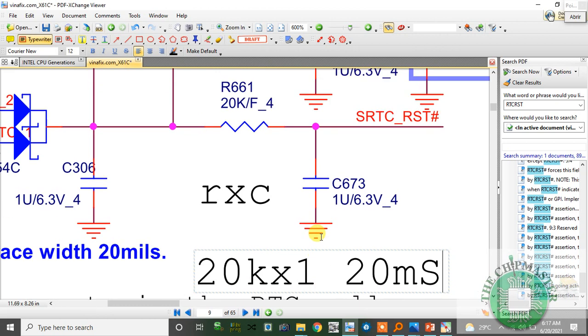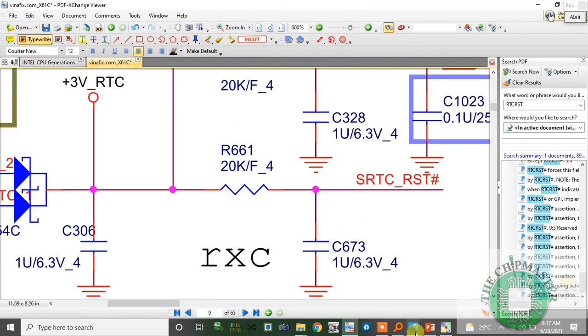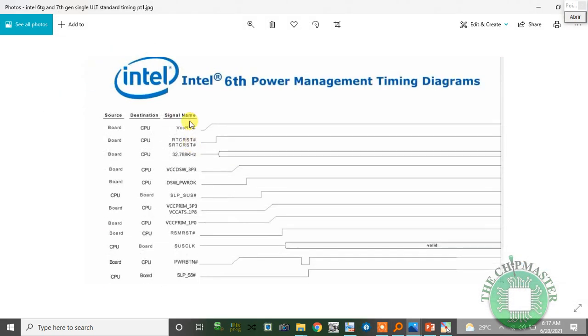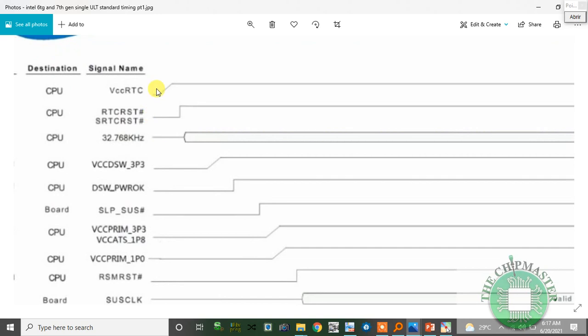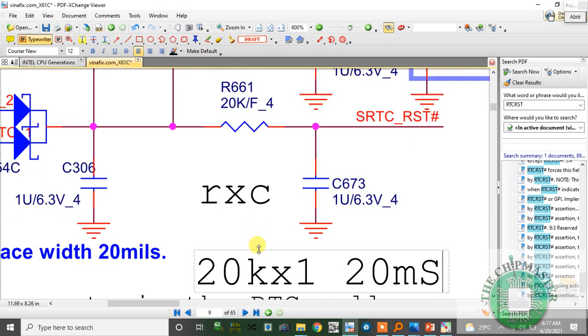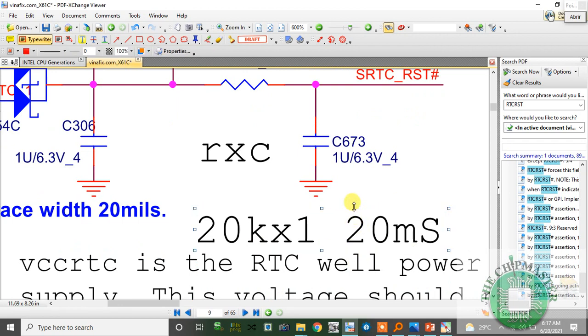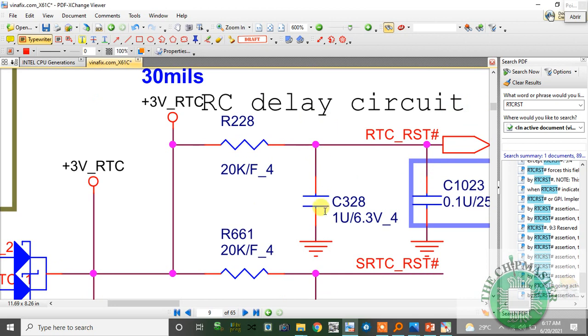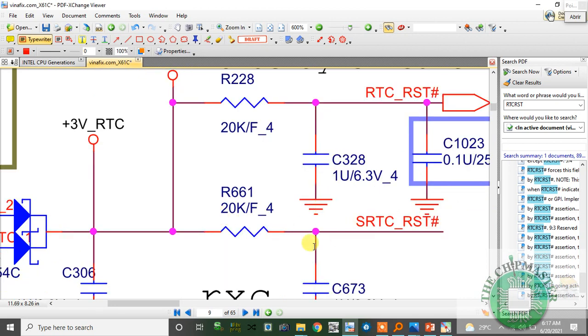which is equal to 20 milliseconds, right? Remember we said that the RTC circuit must not be below 80 milliseconds. So 20 milliseconds is the maximum time for this portion to be reset. From here to here is 80 milliseconds, but 20 milliseconds is enough for resetting the RTC well. So that is why it's having a delay. And the same here for the SRTC reset.